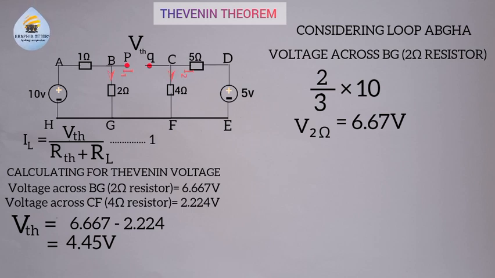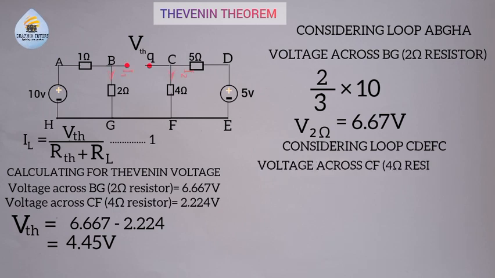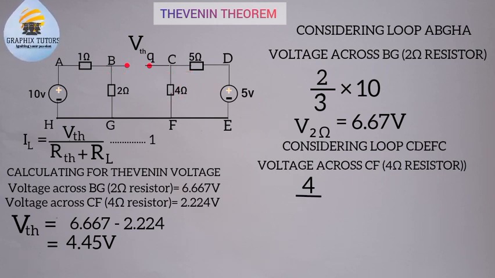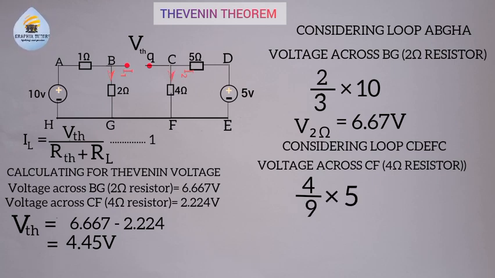Now if you consider the other one too, if I want to know the voltage across CF here, that is the voltage across the 4 ohm resistor, it will be the branch that we're considering, which is 4, all over the total resistance in that mesh CDEF, which is 4 plus 5, that will give us 9, multiplied by the source in that mesh, which is 5 volts. So when you do that, the voltage across the 4 ohm will be 2.22.